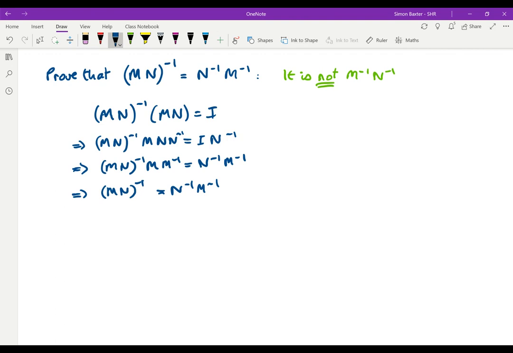There is more about the algebra using inverses of matrices in your book FP1 on pages 95 to 98.